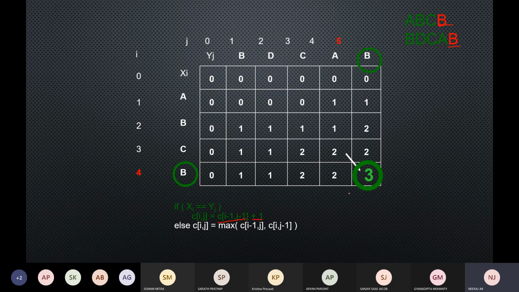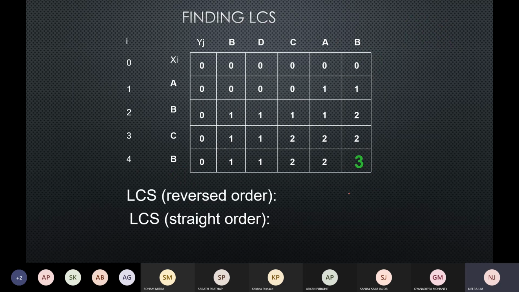Now how do you actually find the longest common subsequence from this table? It's as simple as this. For finding LCS, find the diagonal before this, where it's same. The moment it's same, backtrack. Okay, it's same, backtrack.